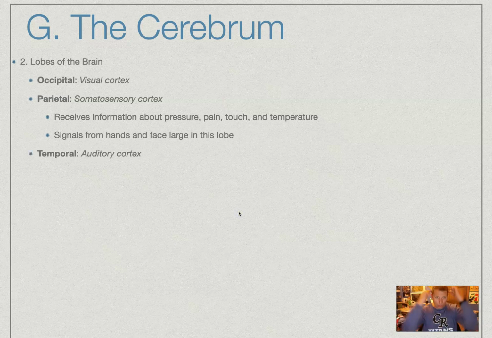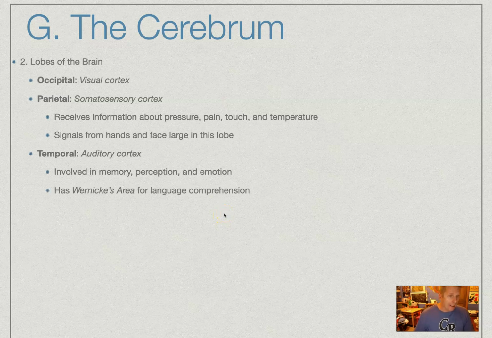The temporal lobe is also called the auditory cortex. It runs all the way to your temples, to the back of your brain. Is it involved in memory? Our long-term memory is housed there. Perception, emotion, and of course the sense of hearing. It also has Wernicke's area, which is for language comprehension, so we can understand what we are listening to.